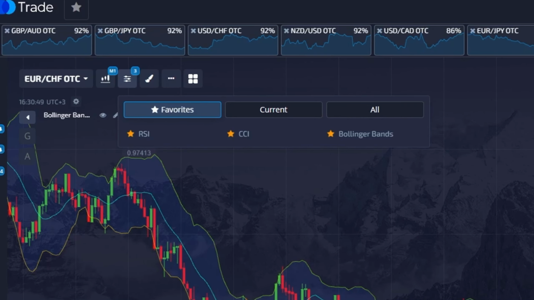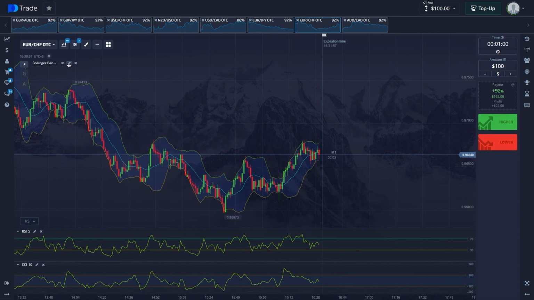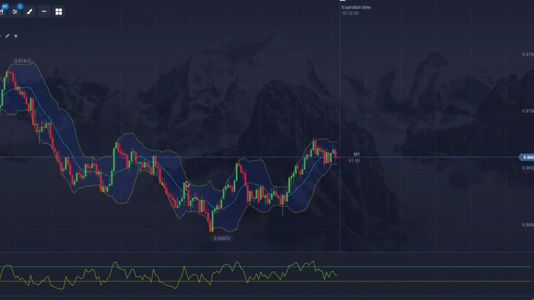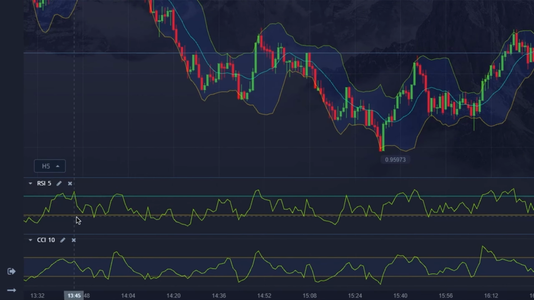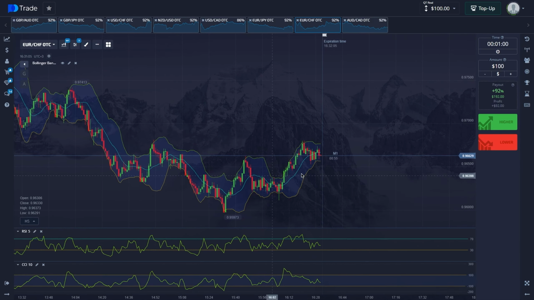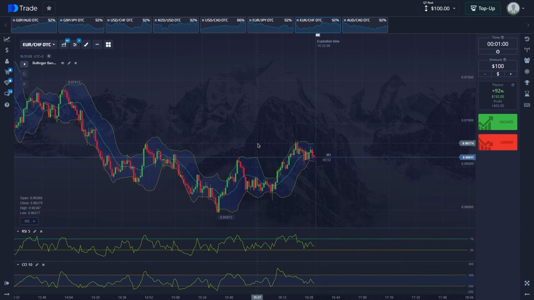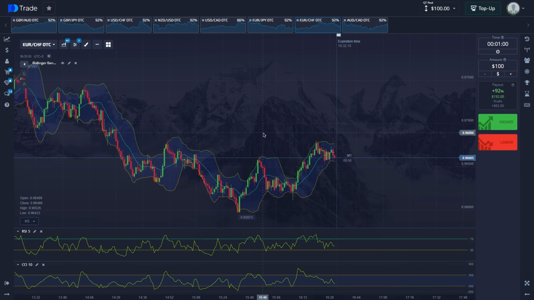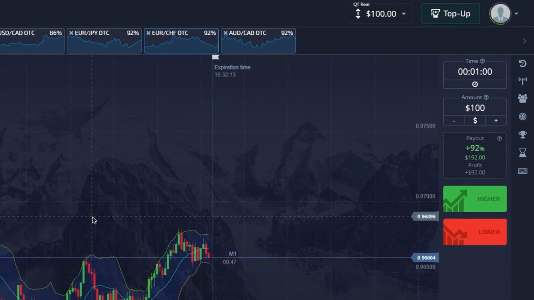Today, we are using the Bollinger Bands indicator along with two oscillators, CCI and RSI. For the settings of our indicators, we set the period of the Bollinger Bands to 13 with a deviation of 2. The RSI period is set to 5, and the CCI period is set to 10. These are the most optimal settings for trading on the 1-minute time frame.